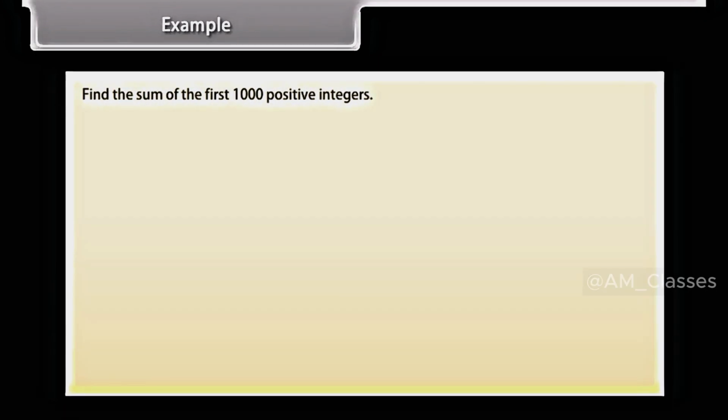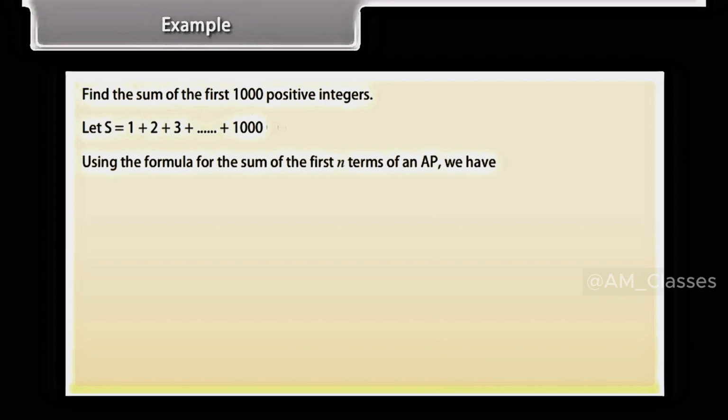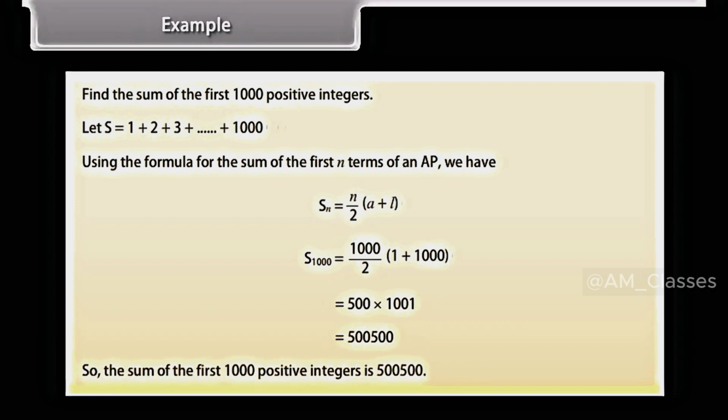Find the sum of the first 1000 positive integers. Let S is equal to 1 plus 2 plus 3 and so on plus 1000. Using the formula for the sum of the first n terms of an AP, we have Sn is equal to n upon 2 into (a plus l). Substituting the value of n, we get S1000 is equal to 1000 upon 2 into (1 plus 1000). This is equal to 500 into 1001, which becomes 500500. So the sum of the first 1000 positive integers is 500500.